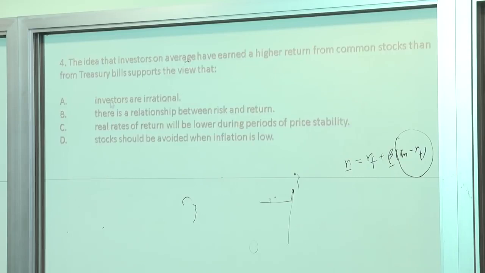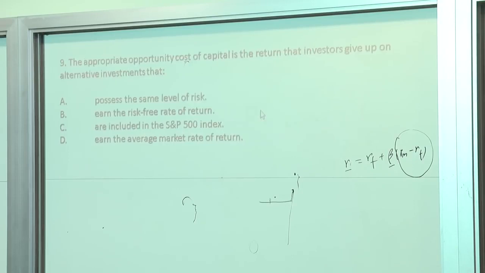The idea that an investor on average has earned a higher return from common stocks than from treasury bills supports the view that they're not irrational. It's a relationship between risk and return, right? Real return should be lower and return should be avoided. No. So the answer is B. There is a relation between risk and return. If we take higher risk, we require higher return. And for common stock, we require a risk premium, and that's the actual return we require.